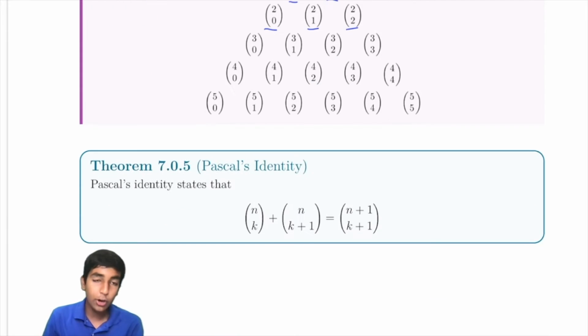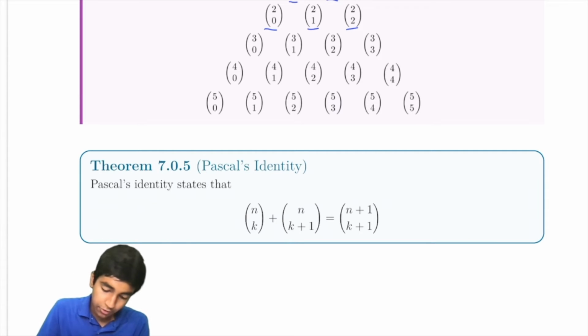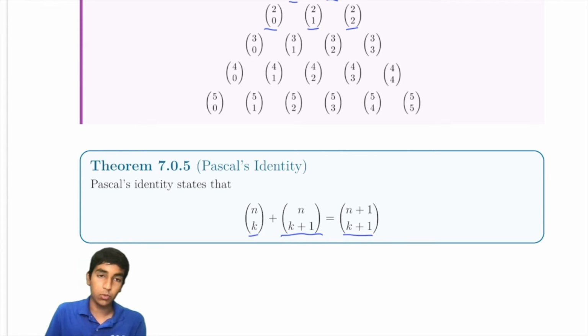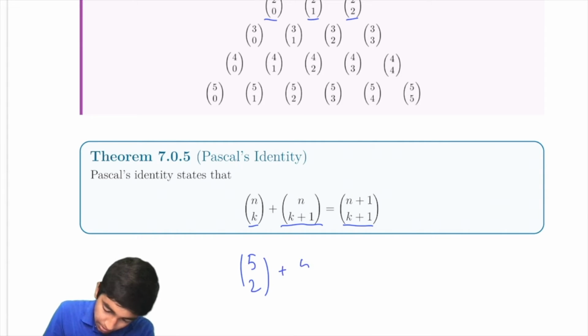But the main thing that's important from Pascal's triangle is Pascal's identity. Now you may be familiar that in a Pascal triangle, the sum of two of the top numbers equals the number on the bottom. Based on our choosing diagram here, this corresponds to Pascal's identity, which states that n choose k plus n choose k plus 1 equals n plus 1 choose k plus 1. An example of this: 5 choose 2 plus 5 choose 3 equals 6 choose 3.